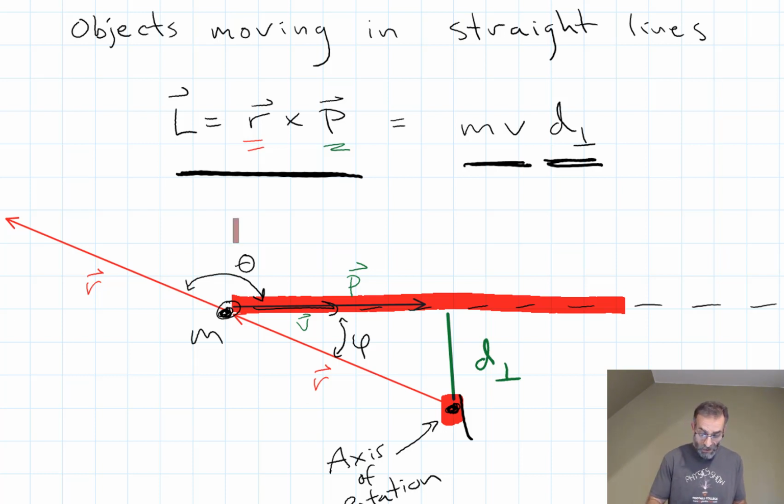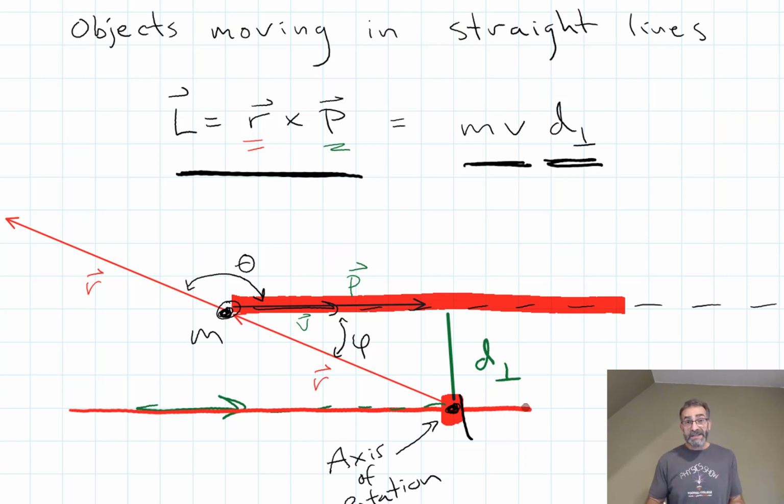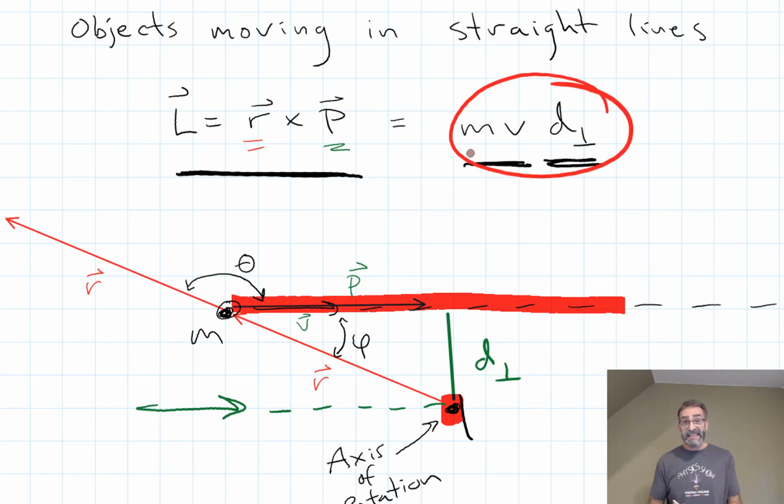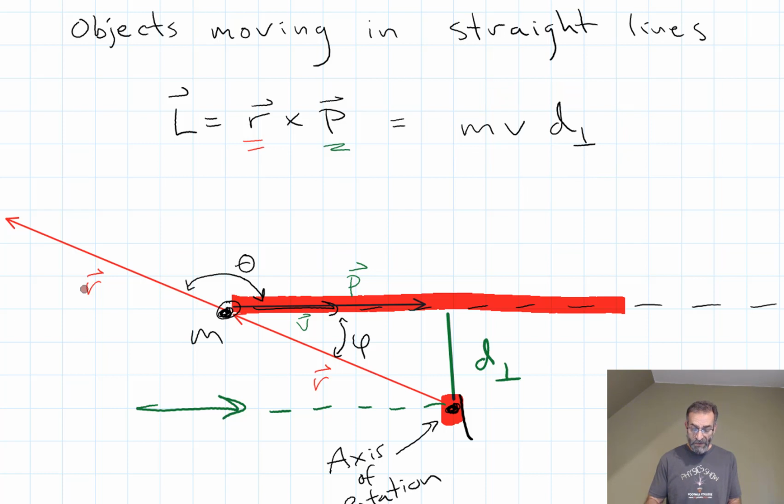If the velocity is pointing right at the axis of rotation, then d perpendicular is 0. You draw a line through this velocity, and it crashes right into the axis of rotation. It can't make something rotate if it crashes right into the axis of rotation. There has to be a perpendicular distance from the line of the velocity to the axis of rotation. And so that's why I think this is the easiest way to remember this. But it comes from r cross p. And this is the formula you use when you have an object moving in a straight line.